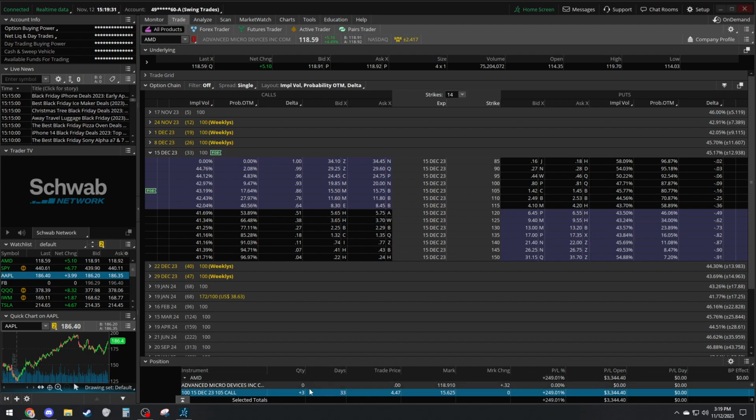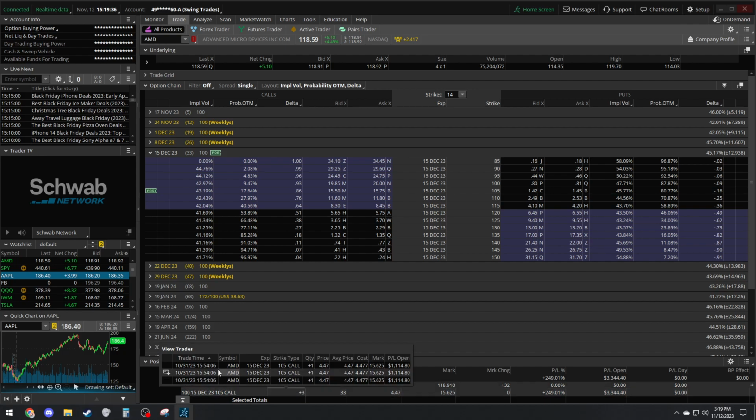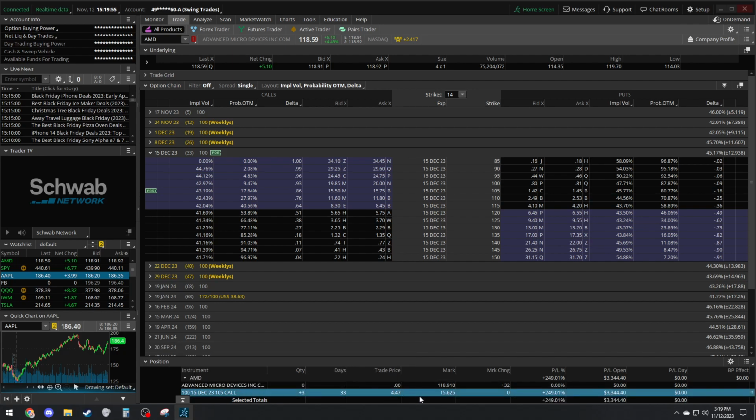We're going to look at the charts in a moment. Just to prove that this is real, I'll click on my trades here. You can see I entered these 3 AMD contracts on 10/31 at 3:54 p.m. I like to enter just before the close and right before the new month starts. So this position's looking really good.